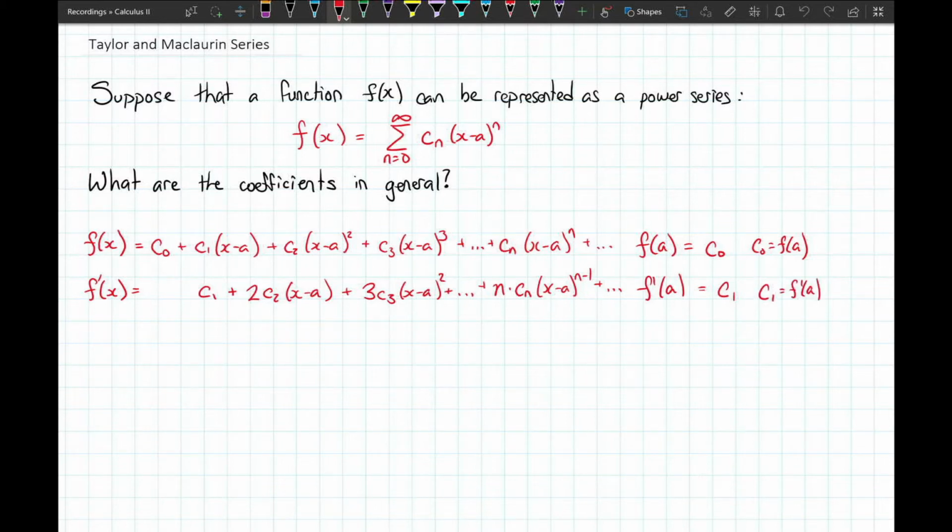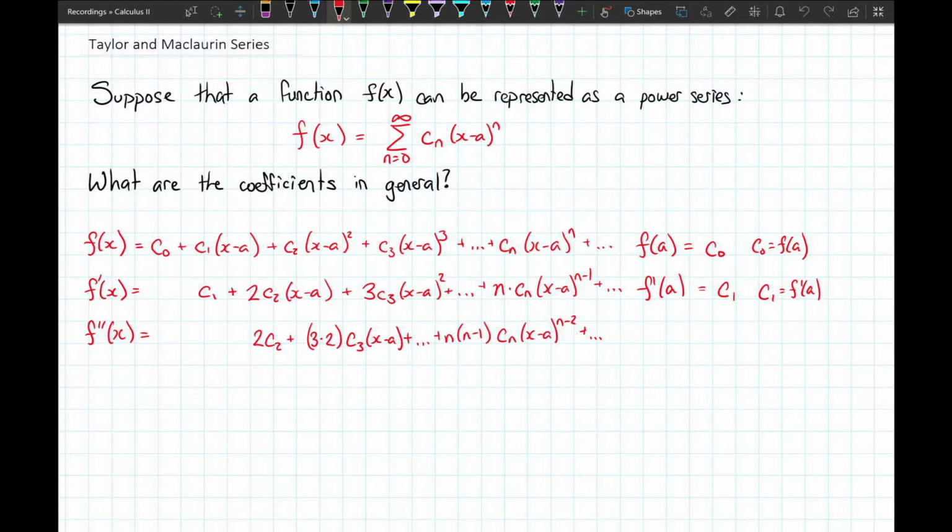Now let's continue this process and you'll see a nice little pattern here. With the second derivative of our power series expansion, the derivative of c1 is 0, and then we have the derivative of 2c2 times x minus a, which is 2c2. And then be careful with these power rules. You see that we already have 3c3 times x minus a squared. When we apply the power rule again, we're going to get 3 times 2, that'll be 6c3 times x minus a, and so on.